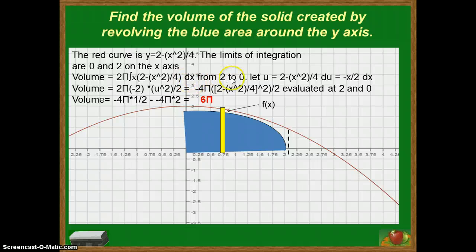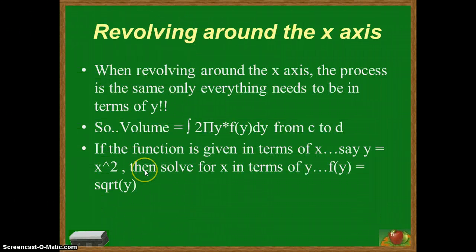Just to integrate this, we're going to let u be 2 minus x squared over 4. We integrate that, and when we evaluate it from 0 to 2, we get the volume equals 6 pi. Notice that I integrated this using u substitution because it's much easier.